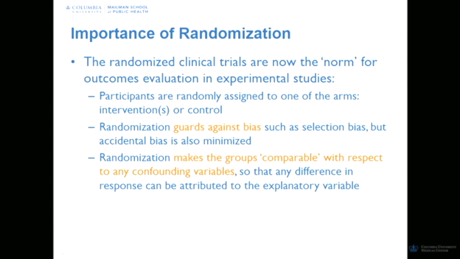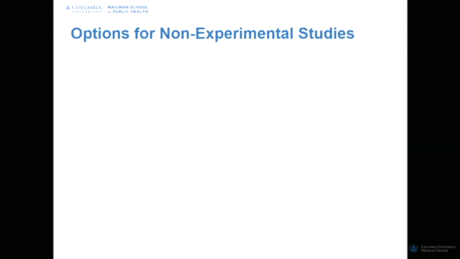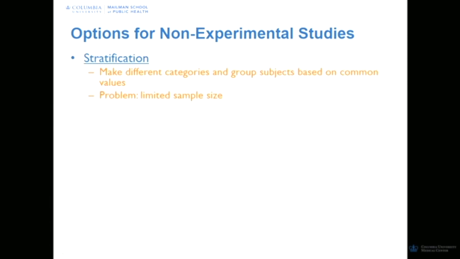Because at the end of the day, if you detect an effect and if one truly exists, you want to make sure that the difference in outcome between the groups is purely due to that effect and not because of underlying confounding. But that's in interventional studies. What do we do in non-experimental studies? What do we do in observational studies? How do we guard against this bias? One, we can do stratification.